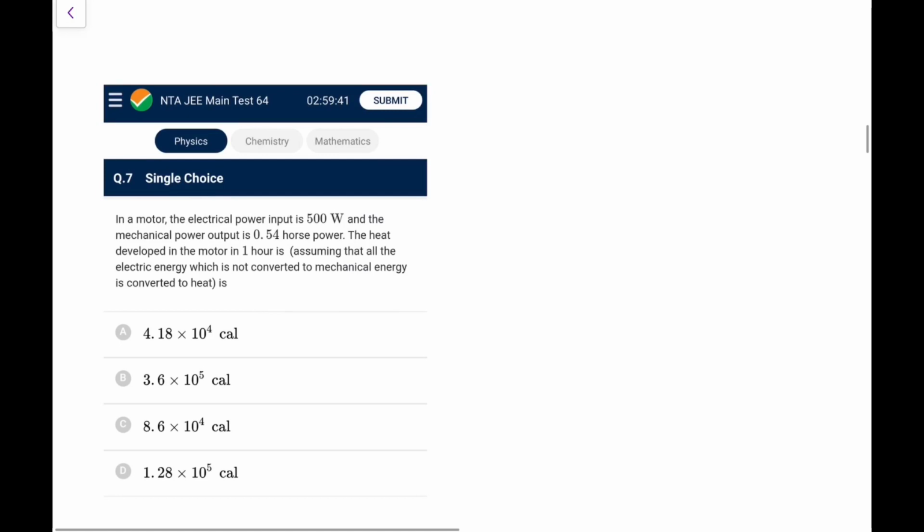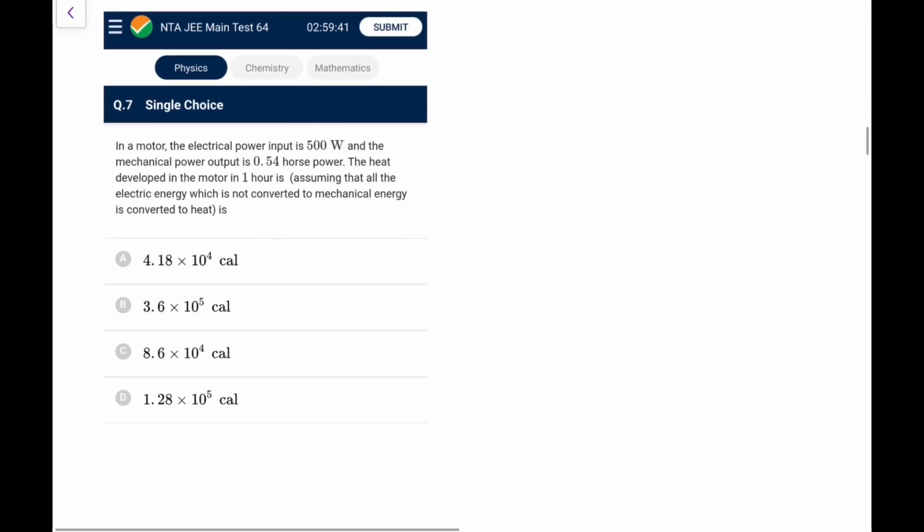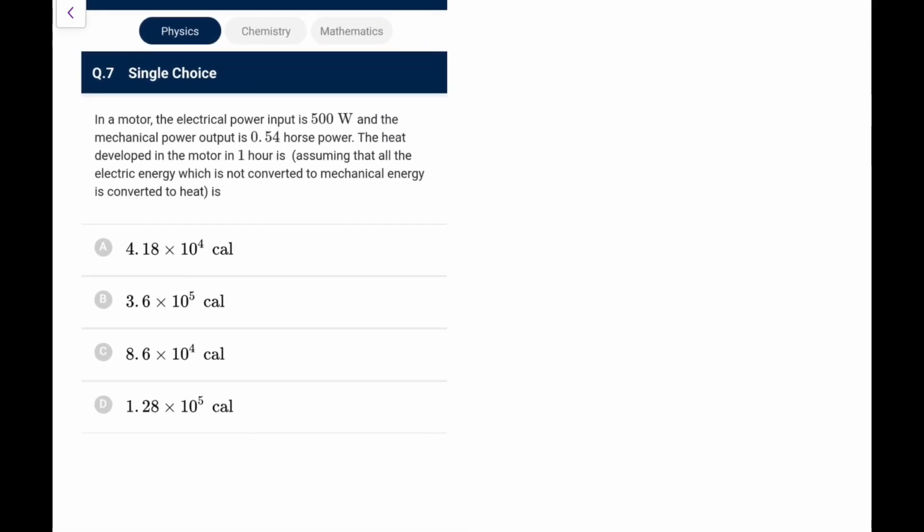Next one. In a motor, the electrical input power is 500 watt and the mechanical power output is 0.54 horsepower. The heat developed in the motor in 1 hour is... First of all, 500 watt it is receiving and the work it is doing is 0.54 into 746. Sorry, 0.54, not 56. So if I do this, 0.54 into 746: 54 6s, that is 270 plus 54, that would be 324. 54 4s are 216, 216 and 32 gives 248.